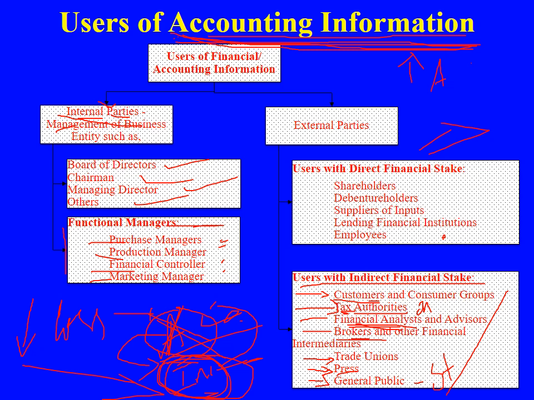Finally, we have brokers and other financial intermediaries. Usually individuals, common people, the public, want to invest in a company. If they are not that familiar with the stock market, they go to brokers, and brokers will help them invest in a particular company where their shares will be safe and they get regular returns. And in order to assist the public regarding investments, these brokers need to know the company's performance, hence they need accounting information.